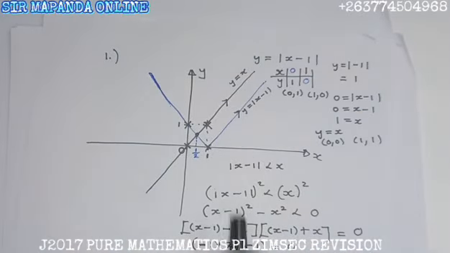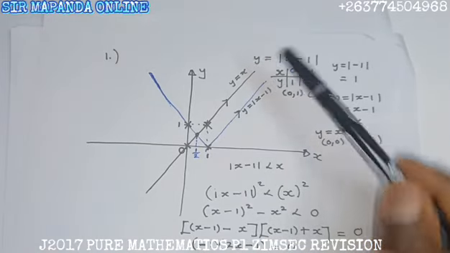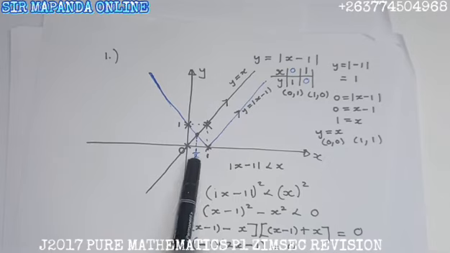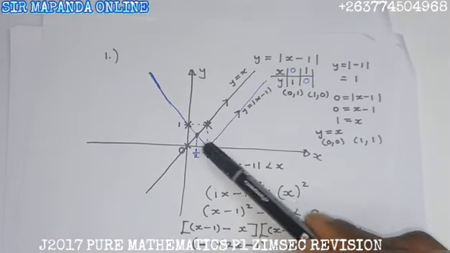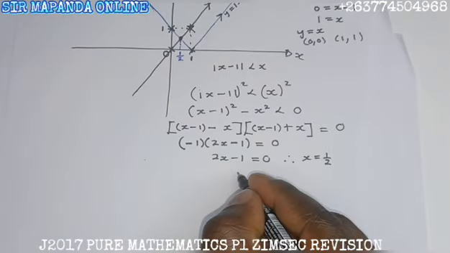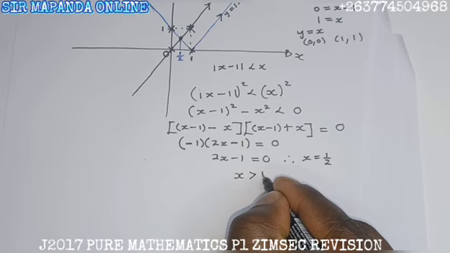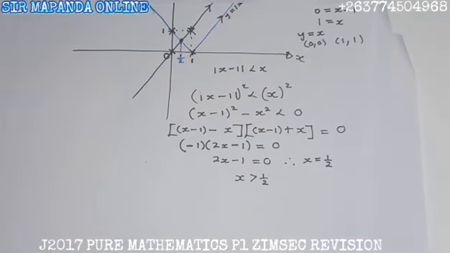So what is the range of values of x for which the modulus is below the black one? You can notice that the blue line is below y equals x when x is greater than half. So starting from half onwards, you have the blue line below the black line. So the final answer is x is greater than 1 over 2. This is the hence part.